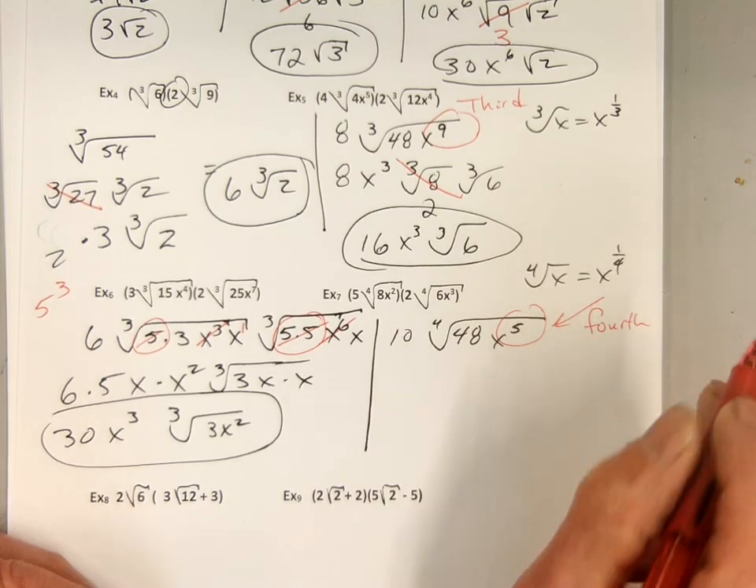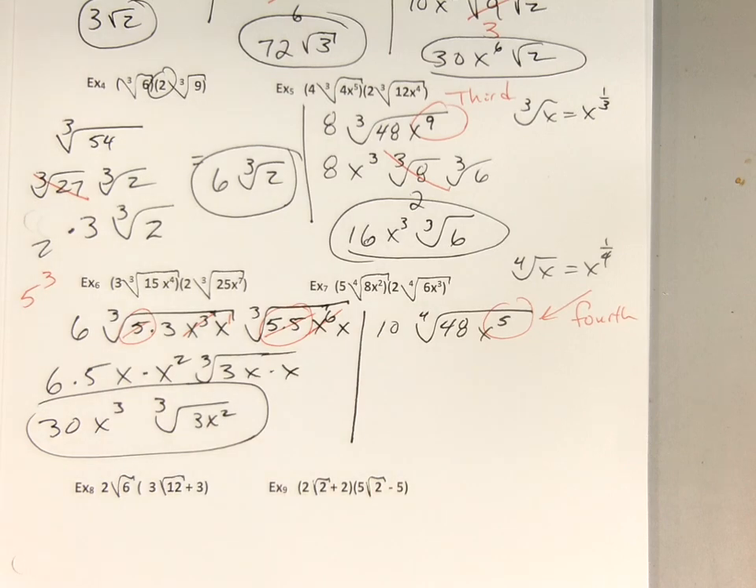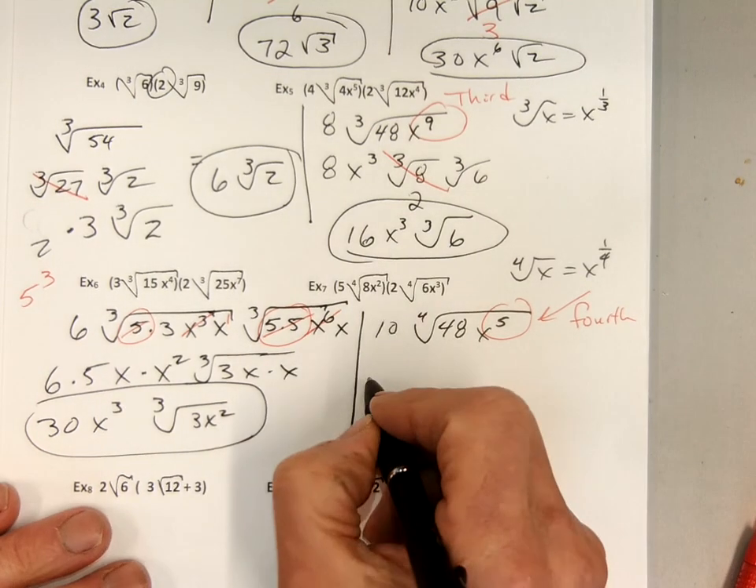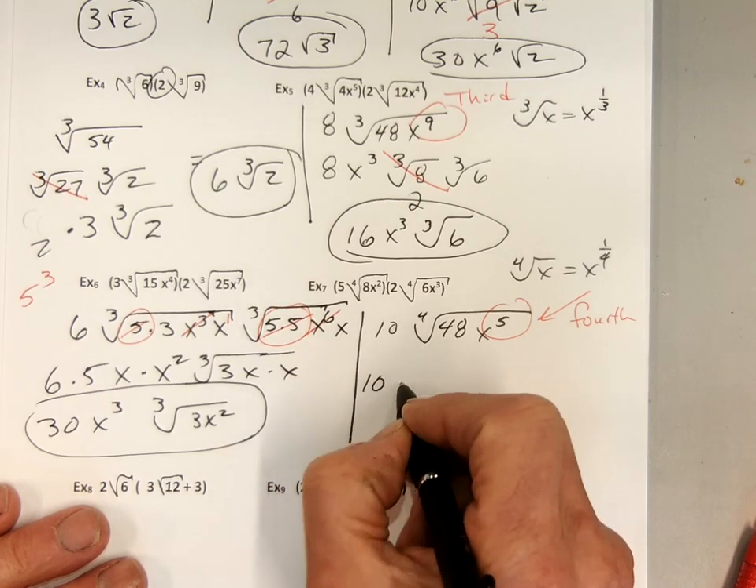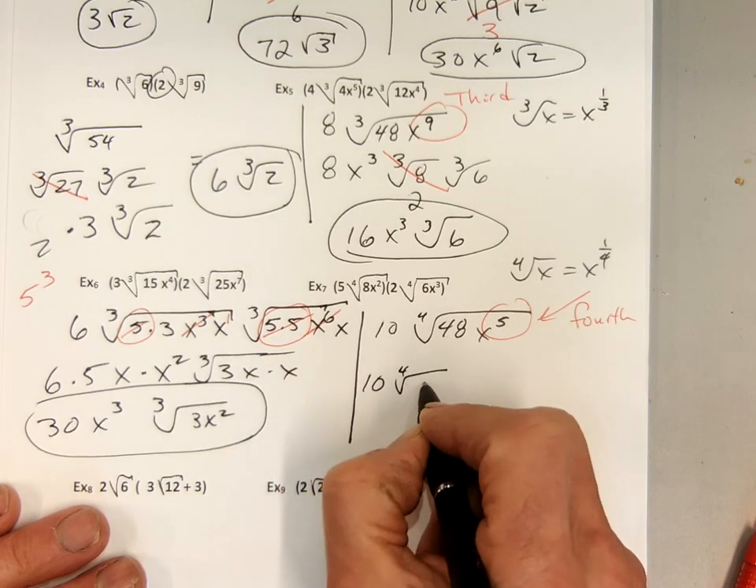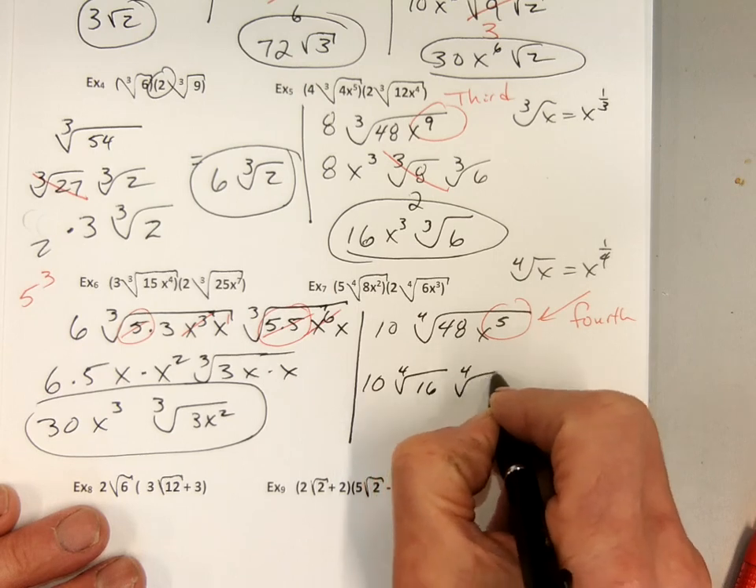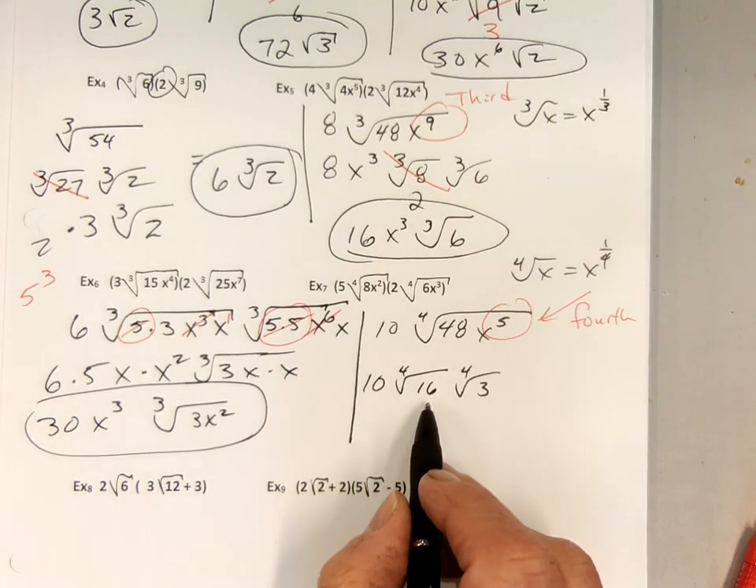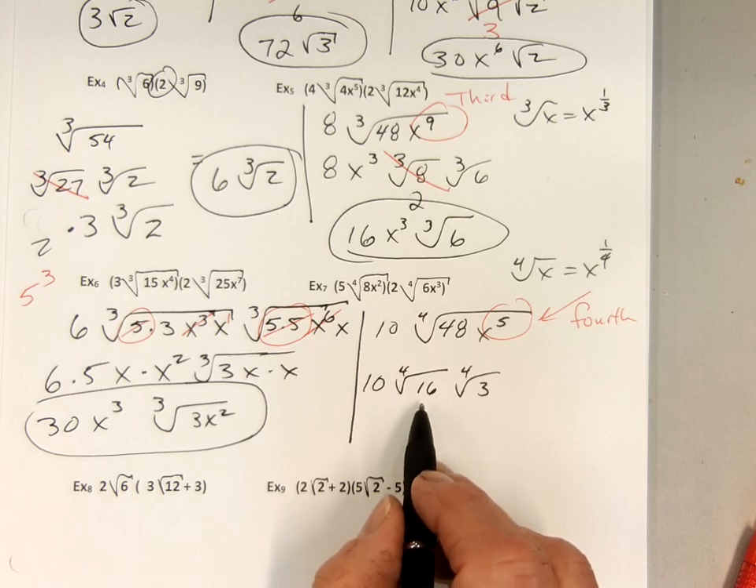But I can't take a fourth of that without getting a decimal. So I'm going to break it up. 48 is going to be 16 times 3. 16 is a perfect fourth because 2 times 2 times 2 times 2. You with me? 2 times 2 times 2 times 2. And then 6 times 3.